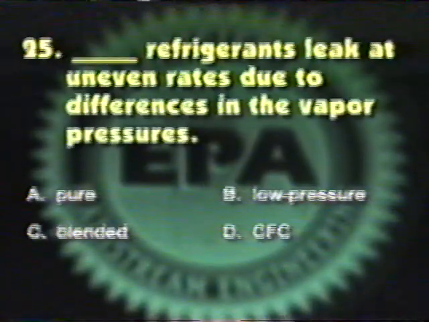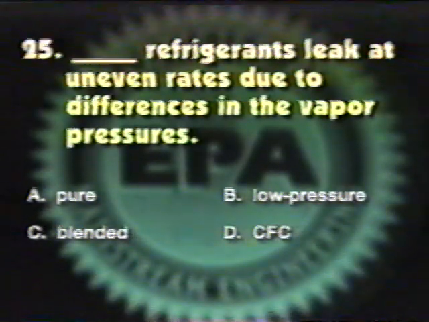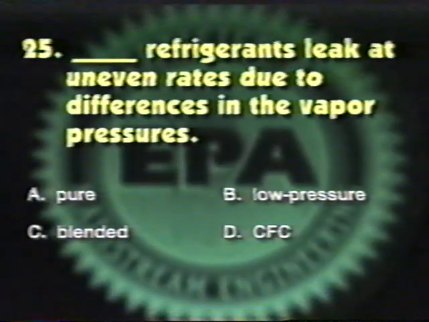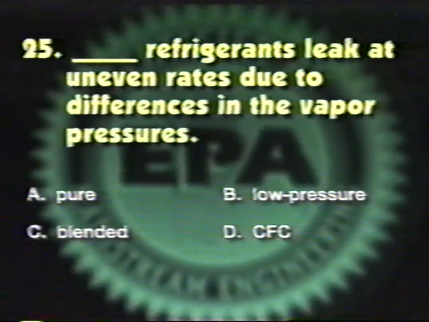What type of refrigerants leak at uneven rates due to differences in the vapor pressures? A, pure, B, low pressure, C, blended, D, CFC.